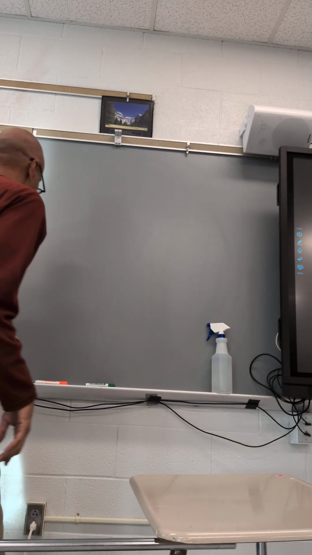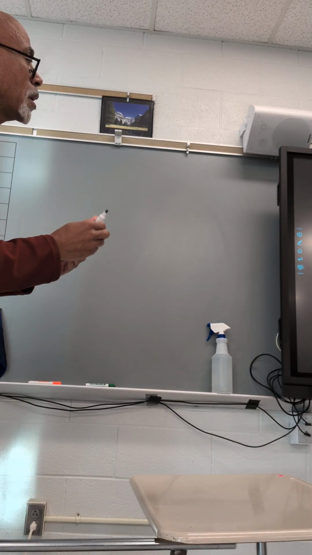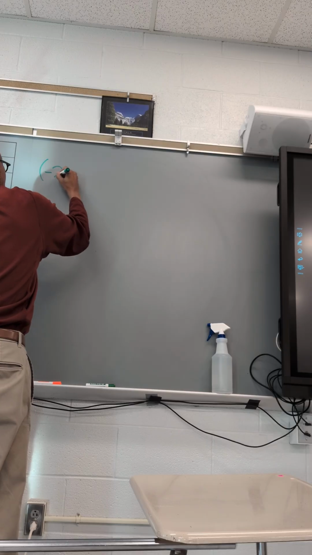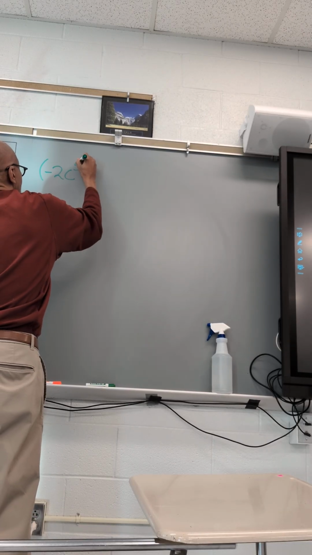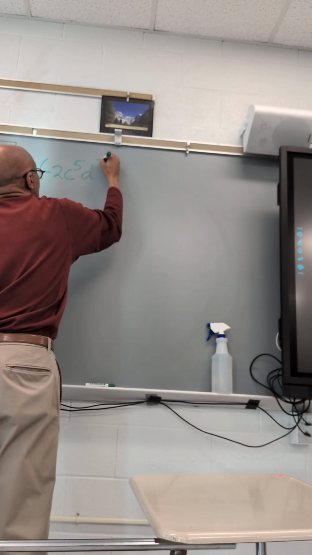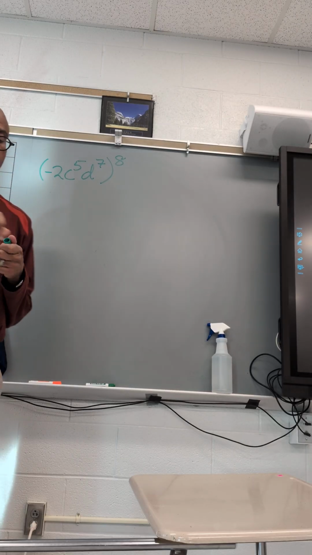All right, so here we had this on checkpoint 6-1. So we have (-2c^5d^7) all raised to the 8th power.